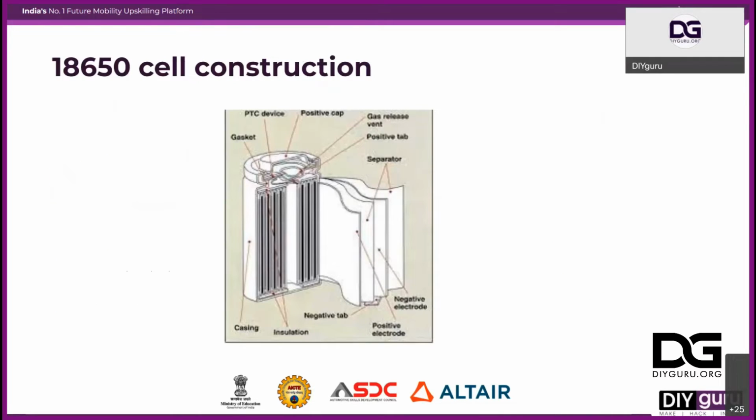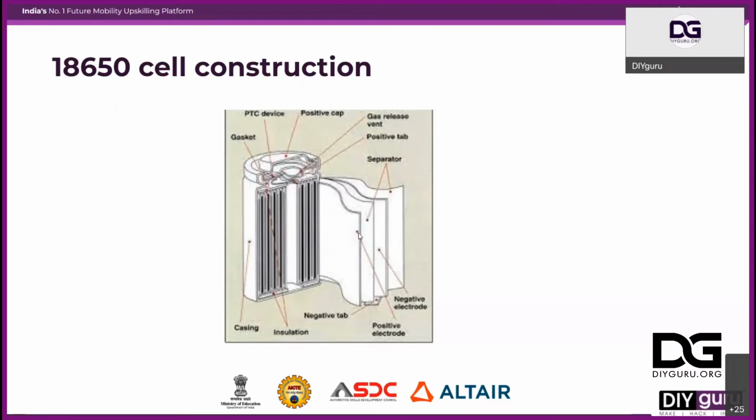Now, if I talk about the 18650 cell construction, what the cell construction is, because now we're talking about the cell. You can see here the negative electrode, which is the anode, and that is graphite. The positive electrode is lithium metal oxide; it might be cobalt oxide, it might be the NMC cell, anything. We have separators.